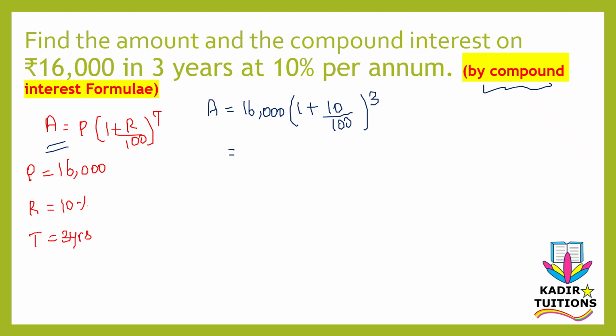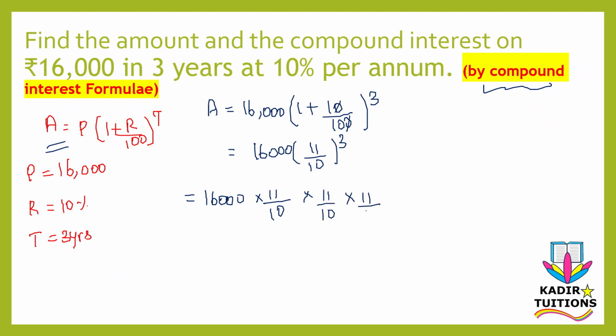So amount equal to principal 16,000 into (1 plus 10 by 100) the whole power T, which is 3. Yes, now again we can cancel this 10 and 10, so it's going to be 1 by 10. So 1 plus 1 by 10, if we take an LCM, we will get 11 by 10 the whole power 3. So this can be written as 16,000 into 11 by 10, 3 times, because the power is 3. So we are going to multiply 11 by 10 for 3 times. Now we can cancel these three zeros along with these 3 zeros. So we multiply 16 into, if you multiply 11 for 3 times, we'll get 1331. So if you multiply these two, we will be getting 21,296 as the value for the amount.